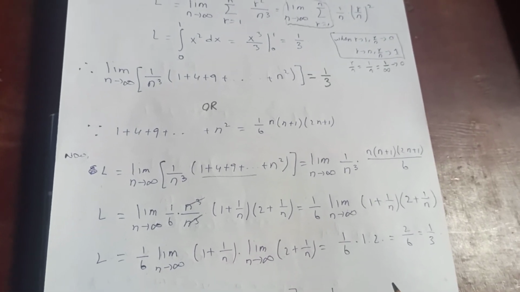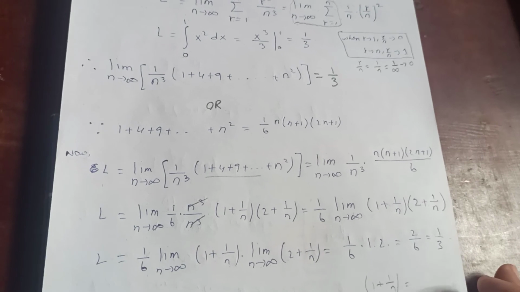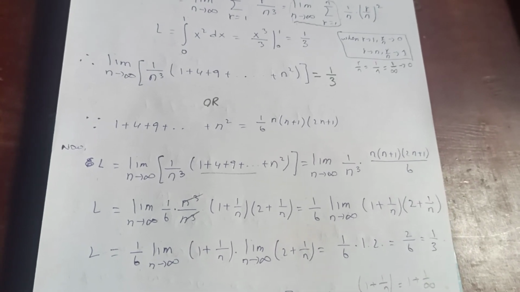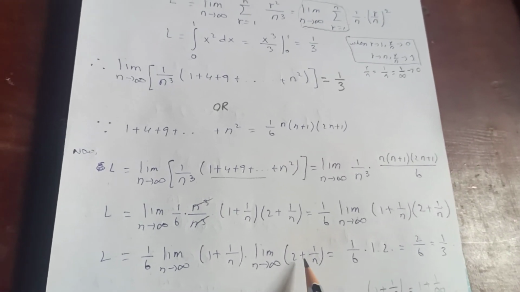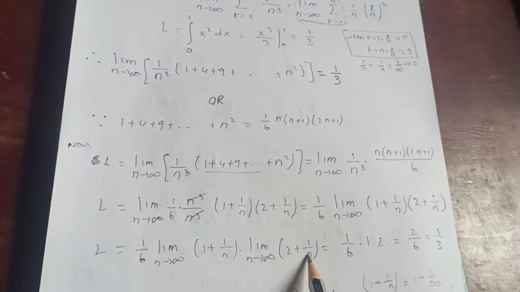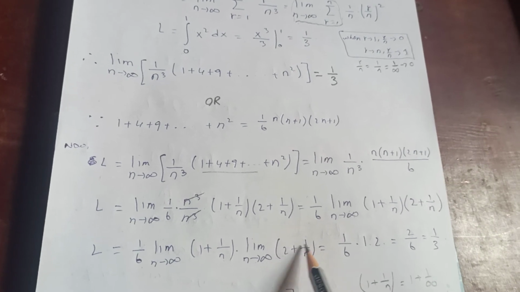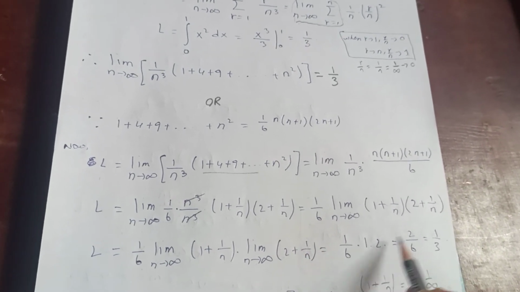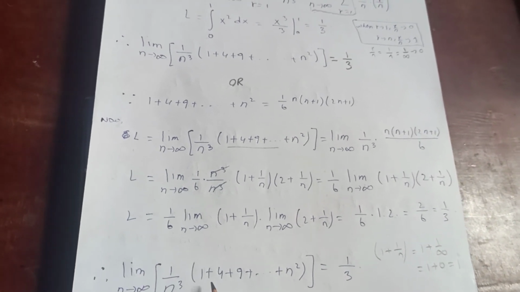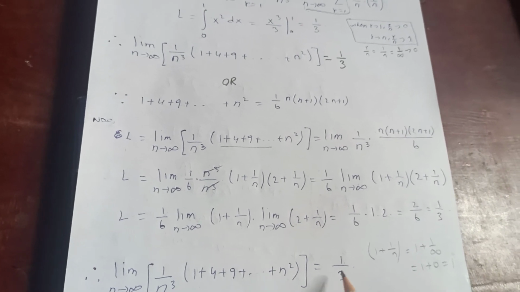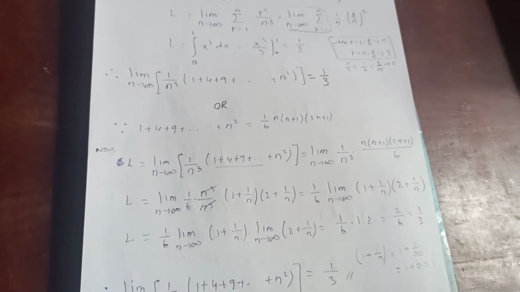The limit as n tends to infinity of 1 plus 1 over n is nothing but 1 plus 1 over infinity, and 1 over infinity tends to 0, so it is just 1. Then 2 plus 1 over infinity: 1 over infinity tends to 0, so this whole term will be 0, and 2 plus 0 is just 2. So this will be 2 by 6, which is 1 by 3. Therefore our limit as n tends to infinity of 1 over n cubed times (1 plus 4 plus 9 and so on up to n squared) is 1 by 3. Actually these two are the same thing, the answers are the same. You can approach it in any way.